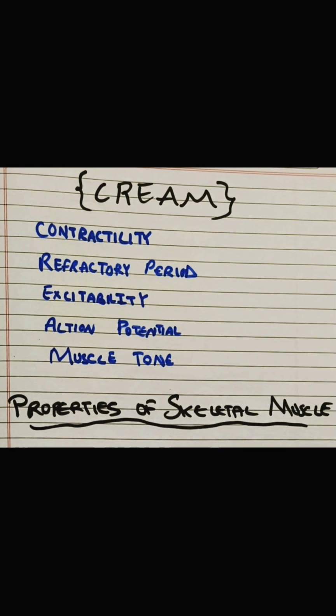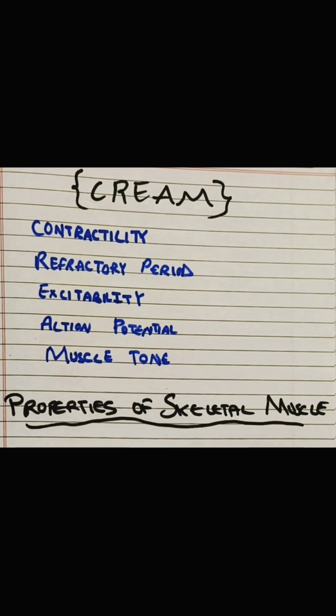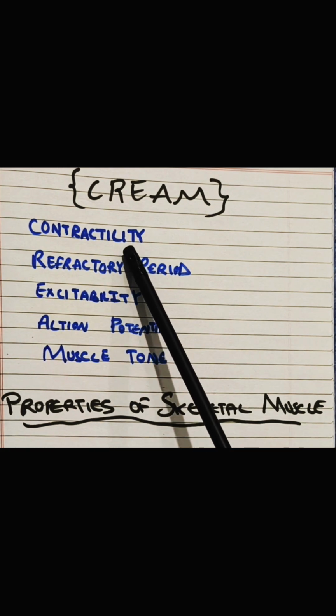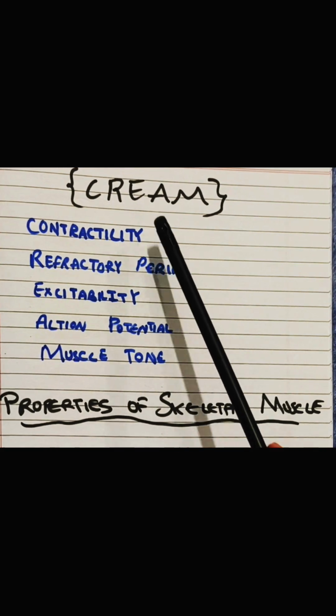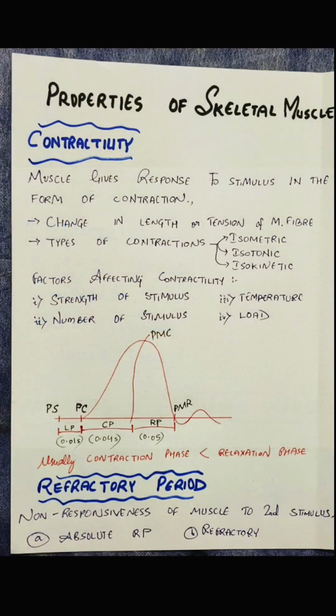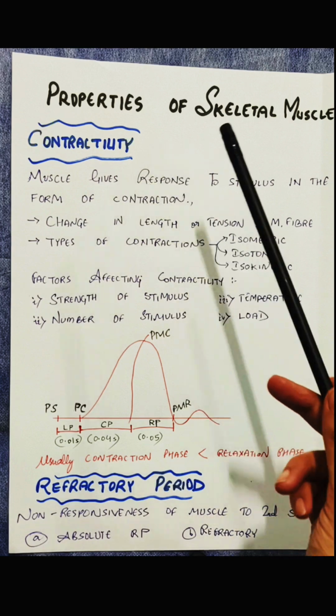So this is an easy way to remember the properties of skeletal muscles. We can use CREAM. C stands for contractility, R for refractory period, E for excitability, A for action potential, M for muscle tone. So starting off with contractility.